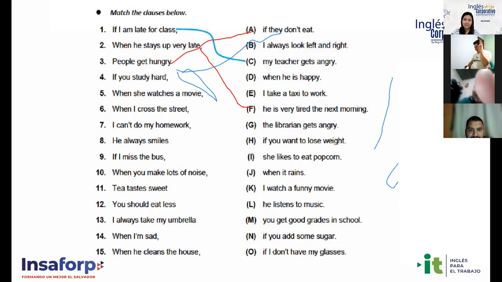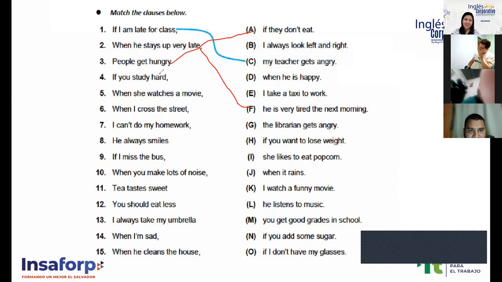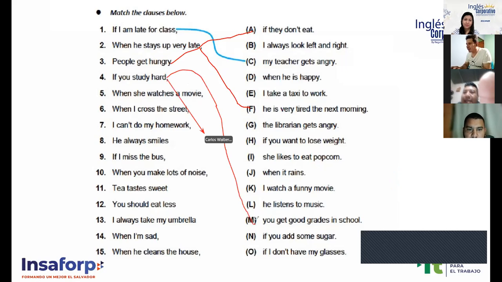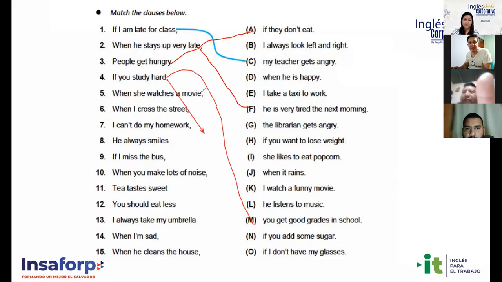Sorry. Ocupen las flechitas. Okay, if you study hard, what happens if you study hard? You get good grades. Uh-huh, yes. Letter M. When she watches a movie, she likes to eat popcorn. Okay. When I cross the street, cuando cruzo una calle, I always look left and right. Uh-huh, I always look left and right.